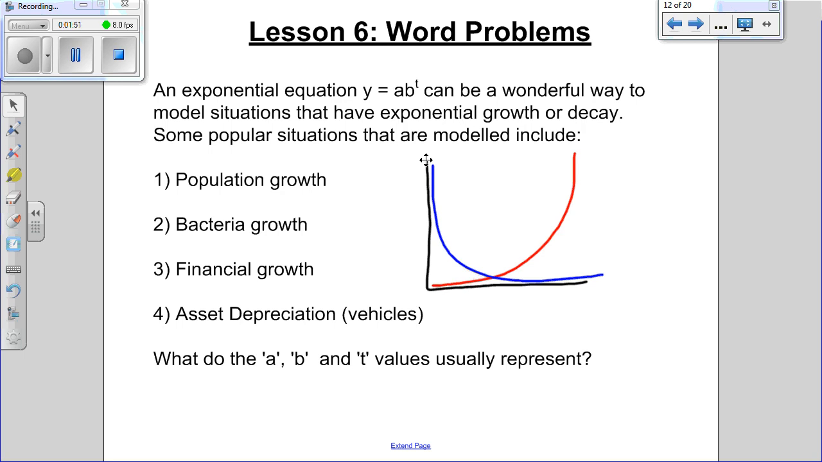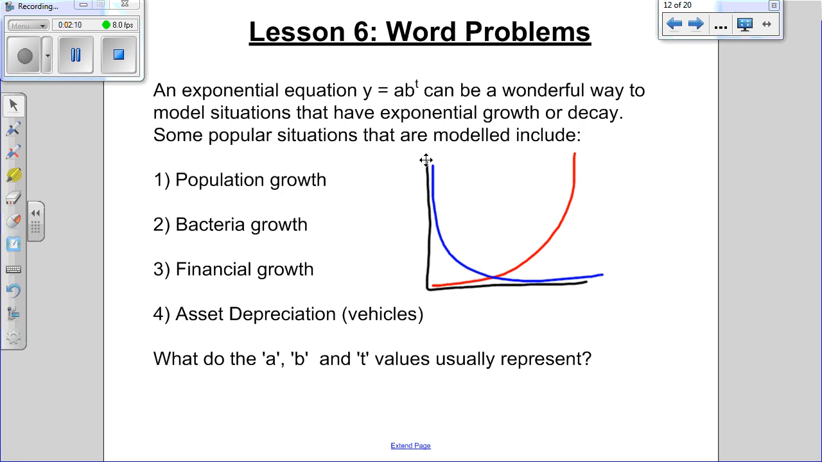Financial growth is often the same way. So we're going to look at different types of financial growth. Sometimes it's positive financial growth, but sometimes it's negative financial growth. And then we're also going to talk about, those are all usually ways of growing. We're going to talk about decay, which is usually like asset depreciation.